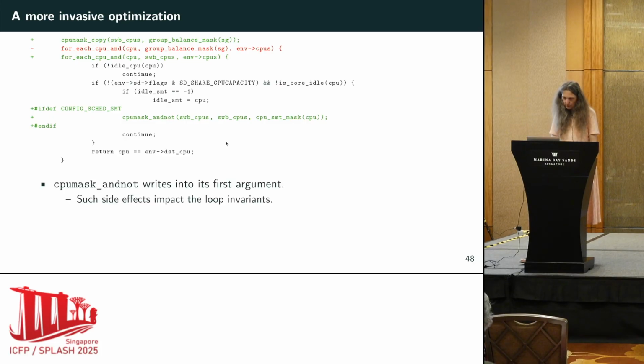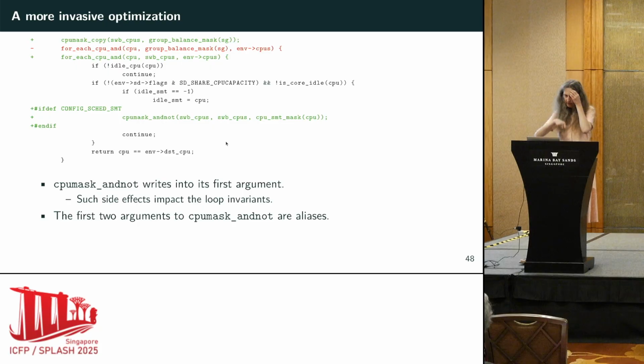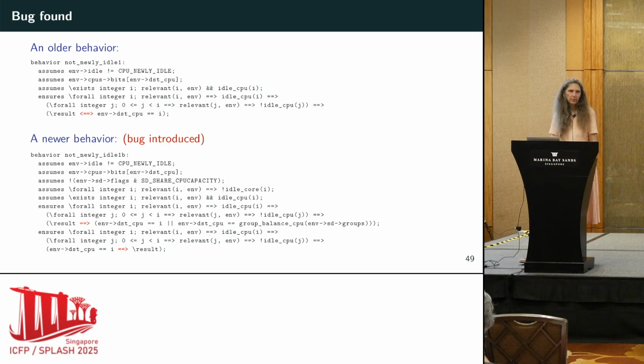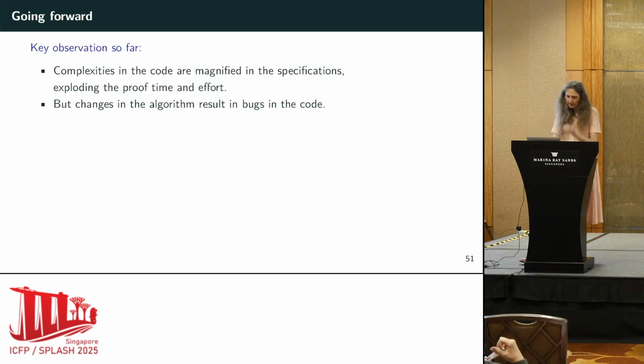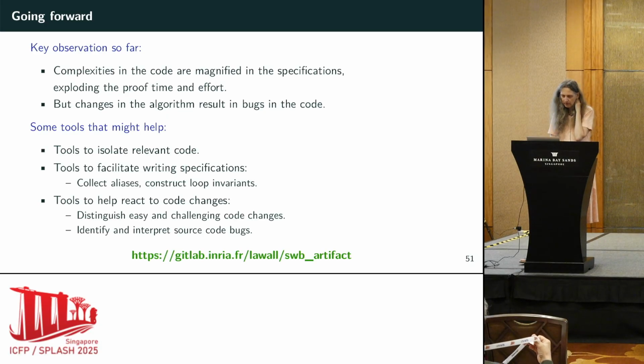And this took us actually months of effort to prove. We're making side effects and we have aliases and it's inside a loop, and it was a complete nightmare. On the other hand, we found a bug, and actually that's the experience we had. At some points we change the algorithm and things get much more expensive from a proof point of view, but we actually found bugs whenever that happened as well. So basically, our observation is complexities in code are magnified by complexities in the specification, magnified by the proof effort, but changes in the algorithm result in bugs in the code.